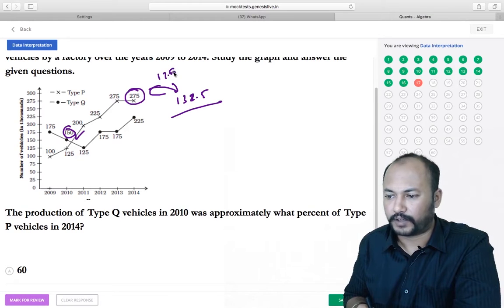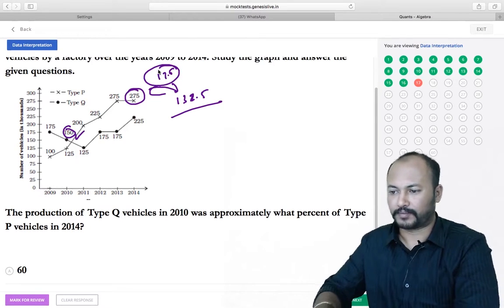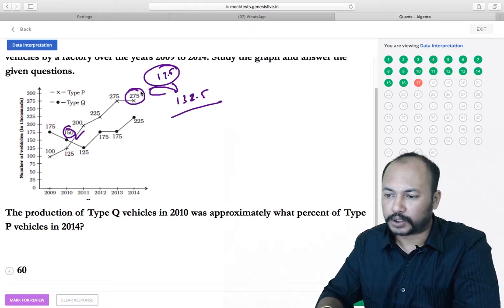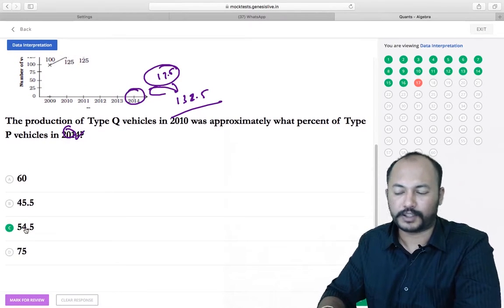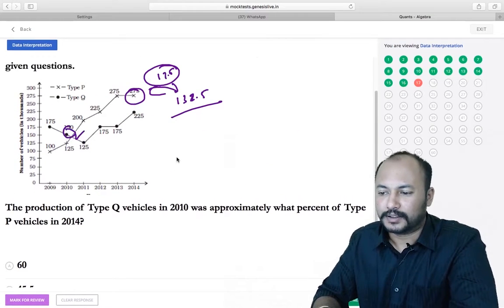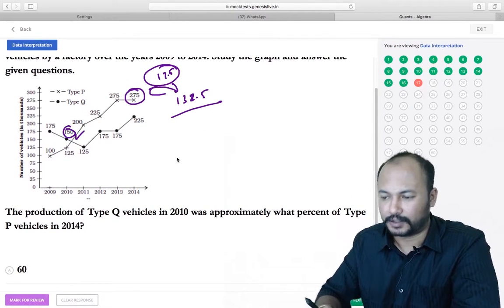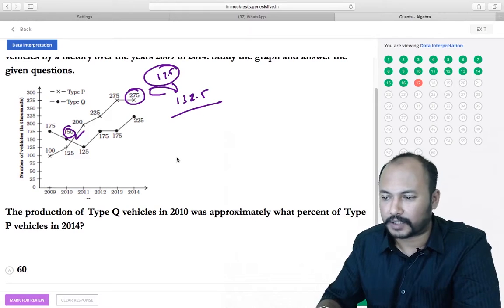It's 17.5, right? Yeah. So this value is more than 5%, so it is actually more than 55. It's between 54.5. Approximately, with the calculations I've done, it will be that value.